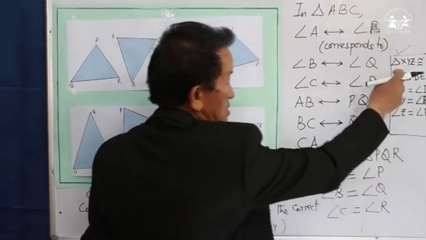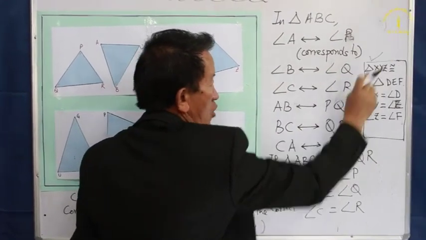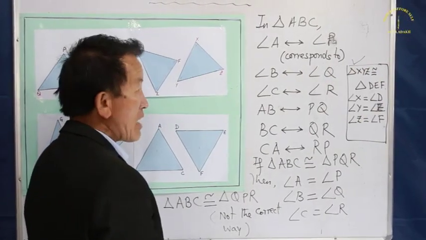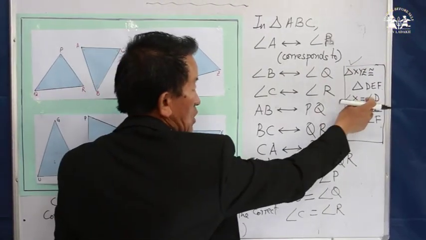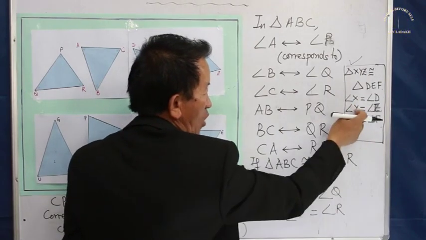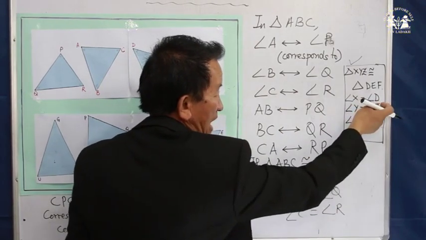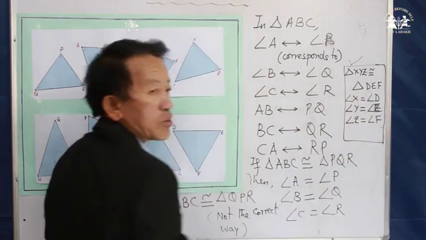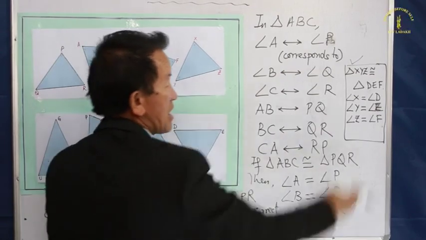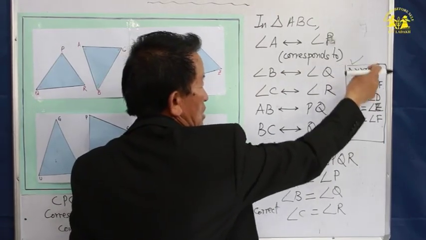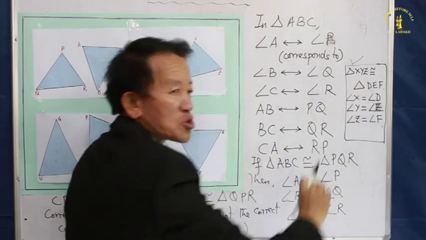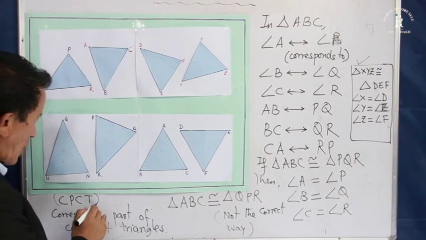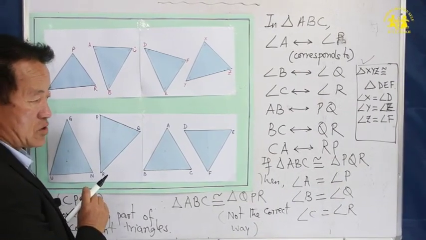Look at this one. Since triangle XYZ is congruent to triangle DEF, then angle X is equal to angle D because they are corresponding angles. Angle Y is equal to angle E, corresponding angles. Angle Z is equal to angle F because they are corresponding angles. And then side XY is equal to side DE, corresponding sides. And in short form, we write CPCT, corresponding part of congruent triangles.